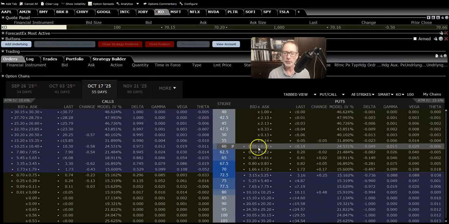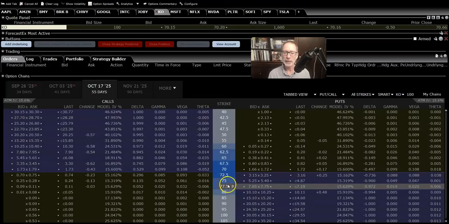Same thing with the 60 puts. If you sold this thing for 15 cents and all of a sudden, next month it's worth 2 cents per contract, you could buy it back for 2 cents a contract and lock in your 13 cent or 13 actual dollar gain. Now let's talk about selling these 75 puts that are in the money.